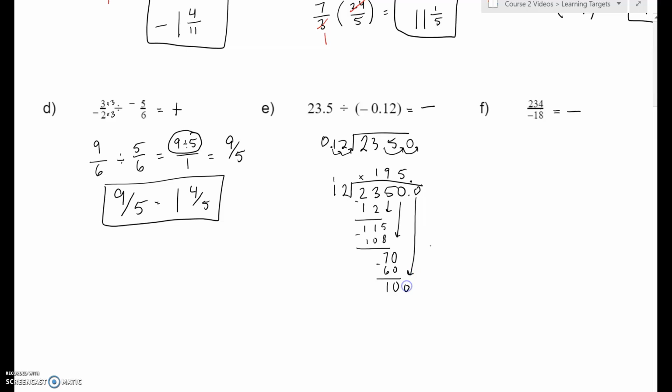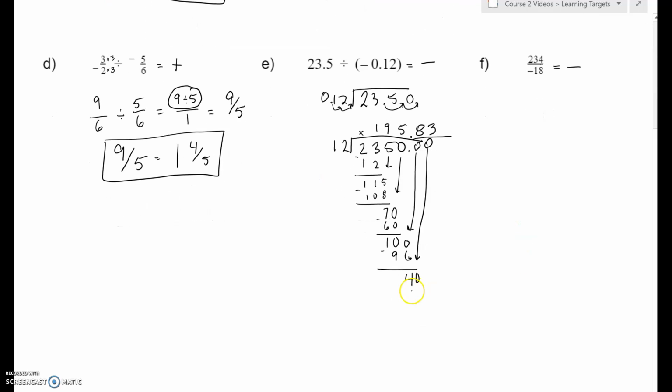So we still have a remainder, so let's add a 0. Bring it down. 12 goes into 100. 9 of them was 108, so let's do 8 of them. 8 times 12 is 96. 96 is 4 away, so the difference is 4. Add a 0 because we got a remainder still. 12 goes into 40, looks like 3 times. 3 12s, 36.